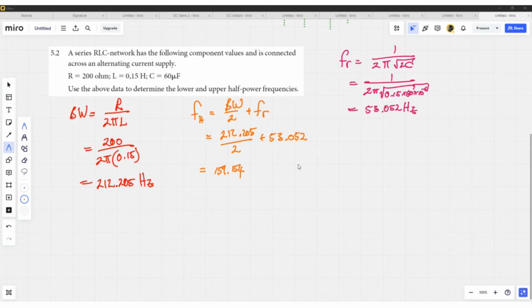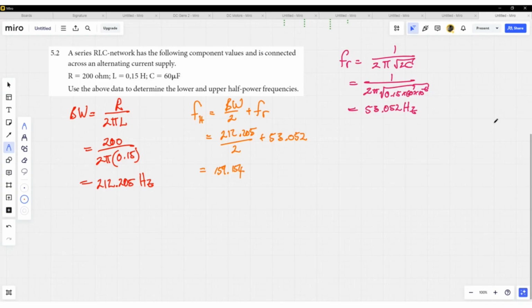I think that bandwidth was R over 2 pi times L. I don't think that is a very reliable formula to use. I want to see if there is anything else that we can use here instead of that. Yeah, okay, well, it looks like we are stuck with that option of ours. I think maybe let me just recalculate the resonant frequency. I might have made a mistake there.